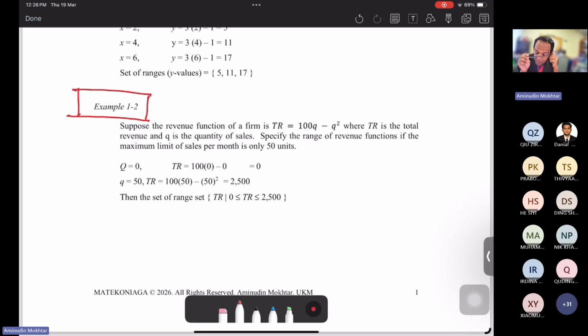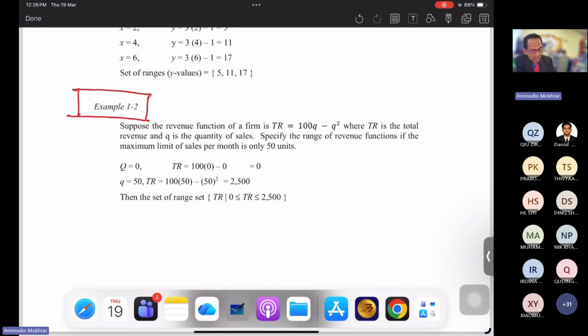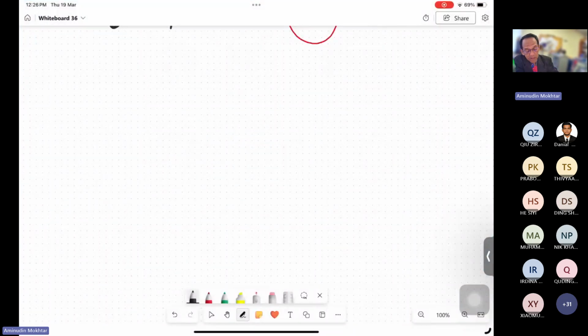Okay, for this application, we want to apply the total revenue function. Again, given in the question is the total revenue function, TR equal to 100Q minus Q squared. Now we have TR and Q, no more y and x. But we can apply the concept of input and output, the concept of domain and range, in this total revenue question.